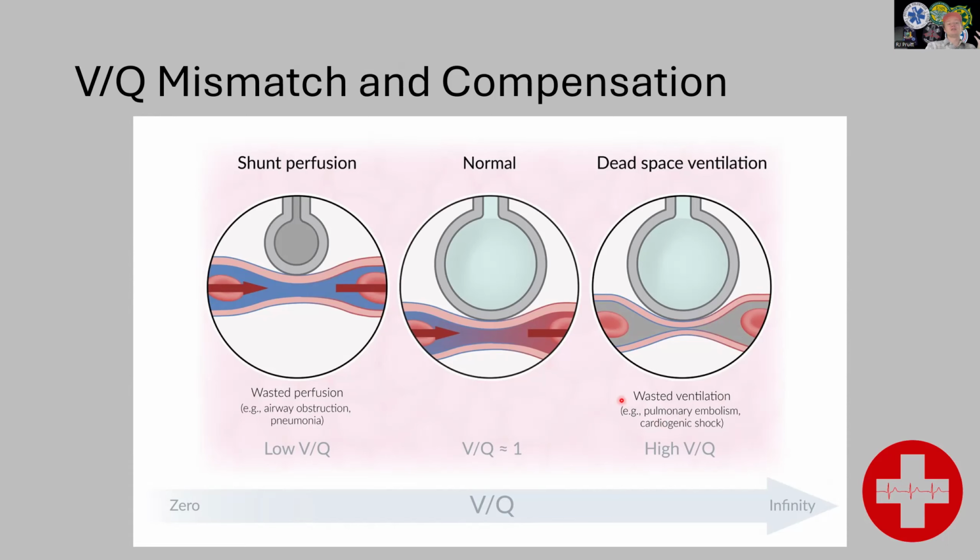The big case where we see this is pulmonary embolism. If the blood flow is blocked to a huge group of alveoli, then we just added a ton of dead space to our lungs.